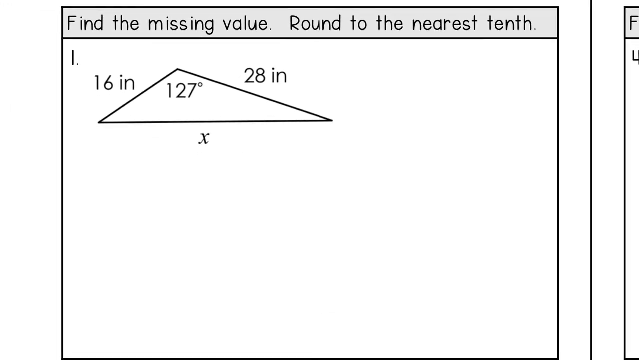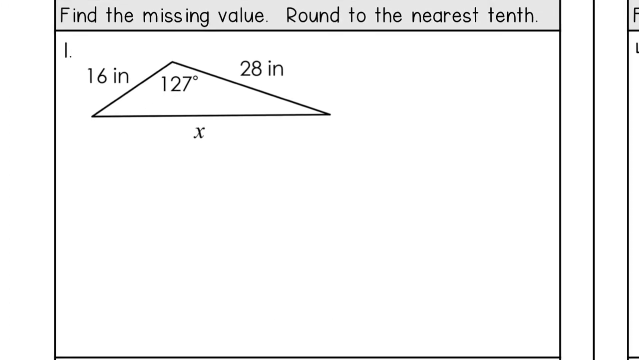So for these, we are finding the missing side. So as you can see, side x is right here. So I need the angle that's across from it. That is going to be what we are taking the cosine of. So since we're trying to find this, we're going to start with x squared is equal to, now the other two sides that we haven't used, so 16 squared plus 28 squared.